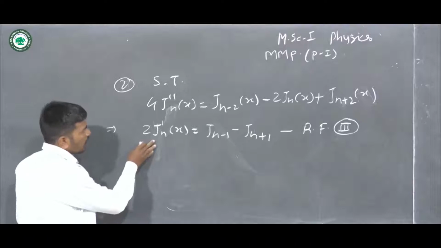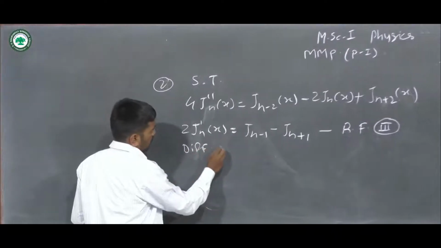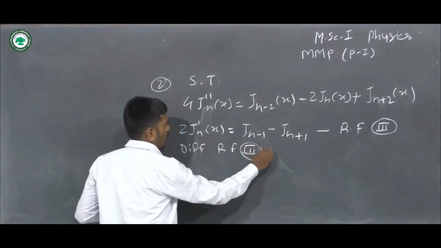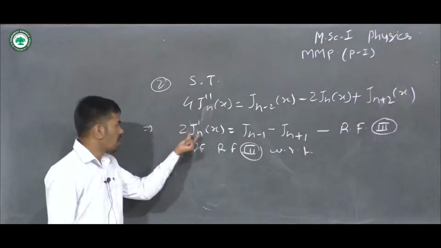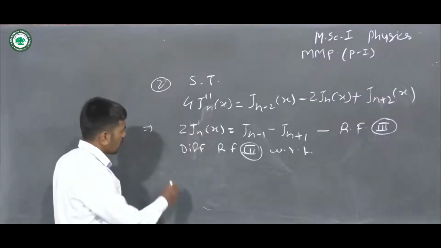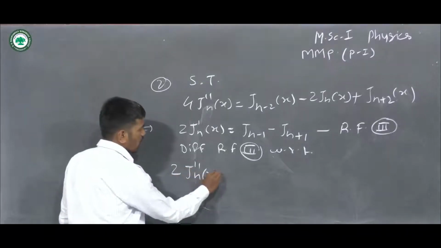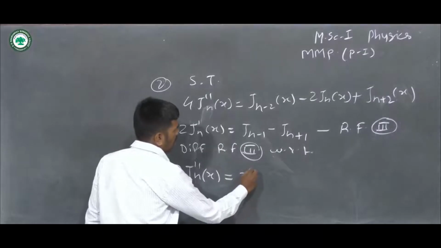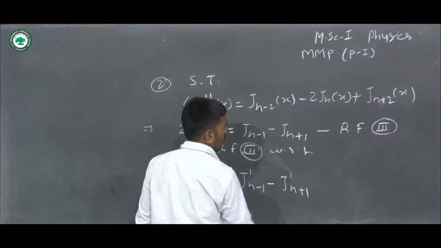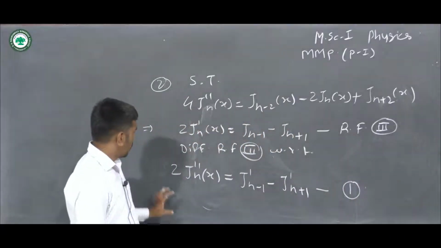Okay, so if I differentiate the third recursion formula with respect to x, we know the Bessel function J'n(x) is a function of x, so we can differentiate it. Differentiating, it is 2J''n(x) = J'(n-1) - J'(n+1). This is the first equation.